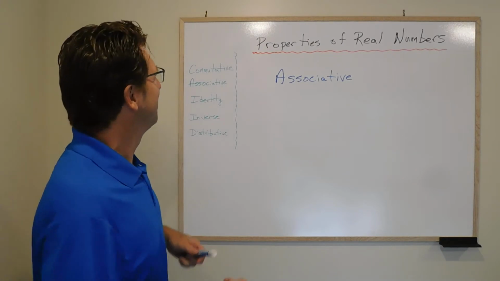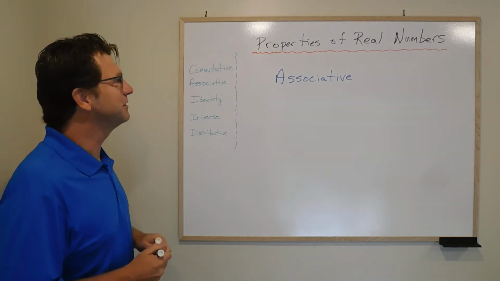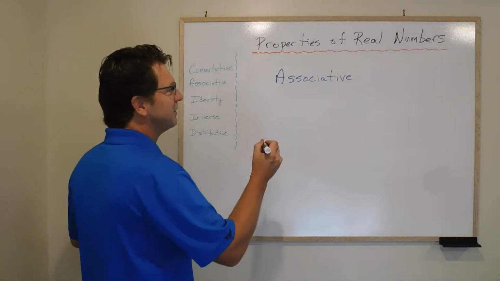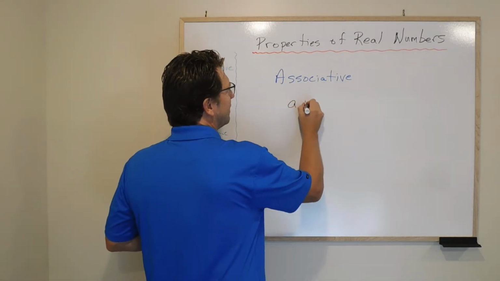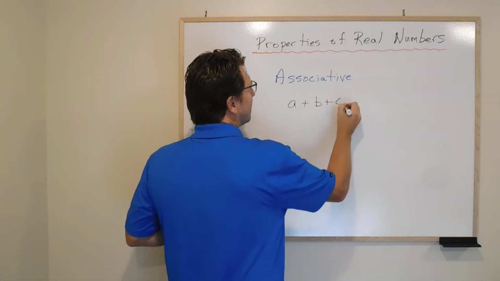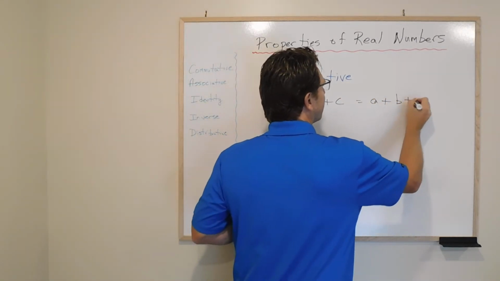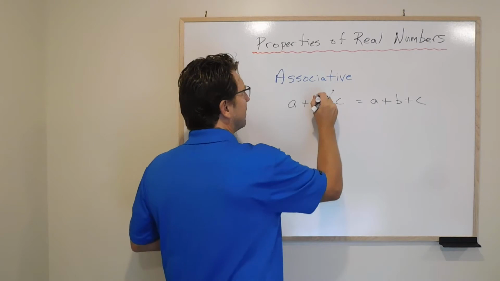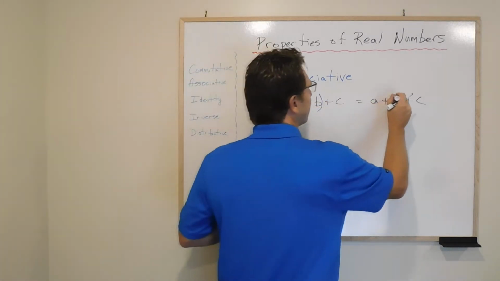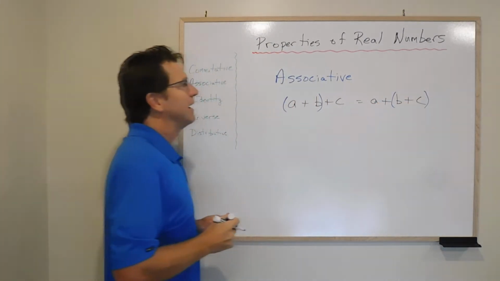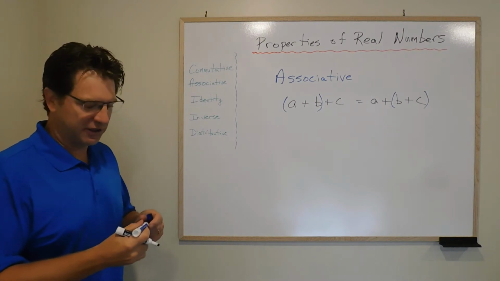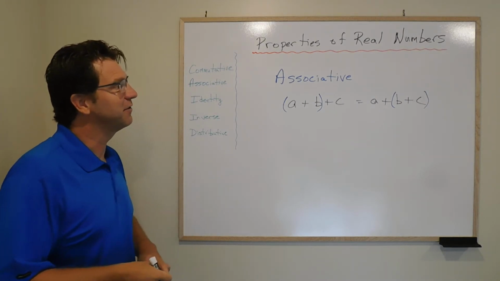So here we go. We're now going to be talking about the associative property. The associative property is when you deal with this. And what it's saying is you can do addition in any order, and it doesn't matter how you do the addition.